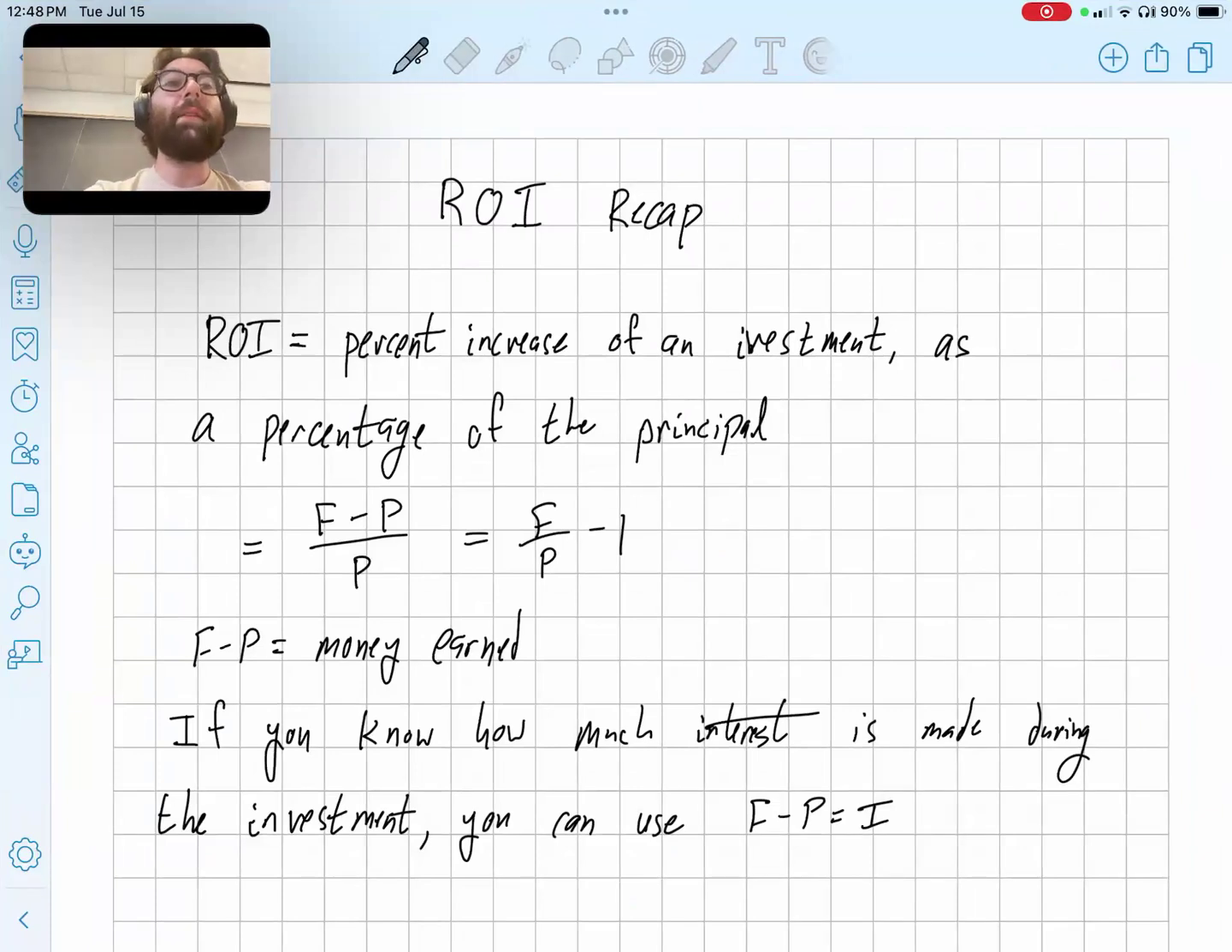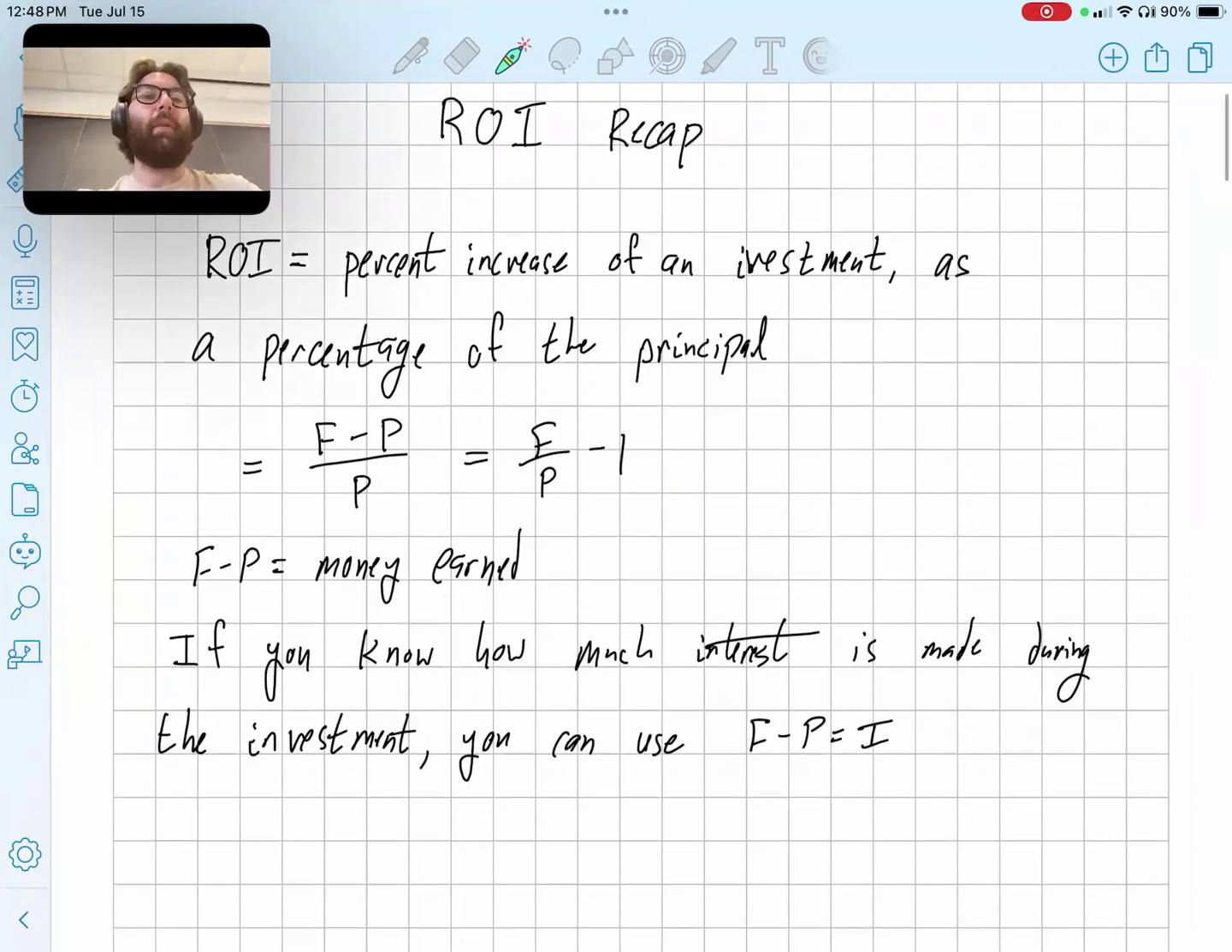Hi, everyone. In this video, we're going to look at some examples of computing ROI, or return on investment. To recap very briefly, ROI gives us the percent increase of an investment. It's the percent increase of the money that you put in, as a percentage of the principal. The formula for it is F minus P over P, which is also the same as doing F over P, then subtracting 1.